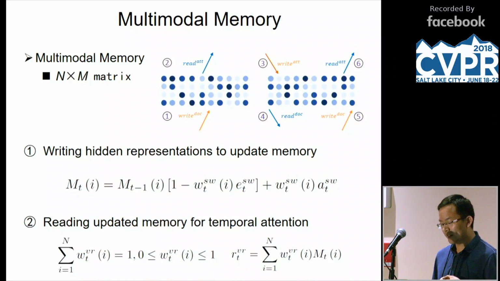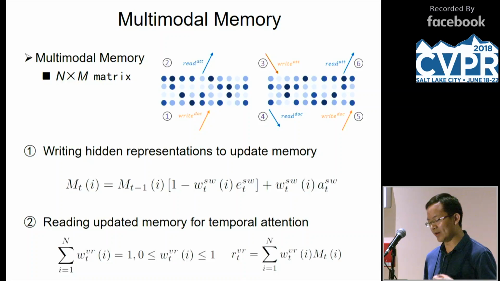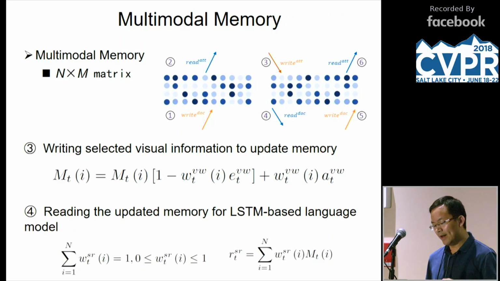For the detail of the architecture, first, the LSTM-based text decoder writes previous hidden representation into the multimodal memory to summarize the previous textual information. Second, the updated memory content is read out to get a visual attention model to select prediction-related visual information. Third, the selected visual information weighted by our attention model will be written into the memory for updating. Fourth, the updated memory is read out for the sentence generation, iterating these 4 steps to generate the full sentence.